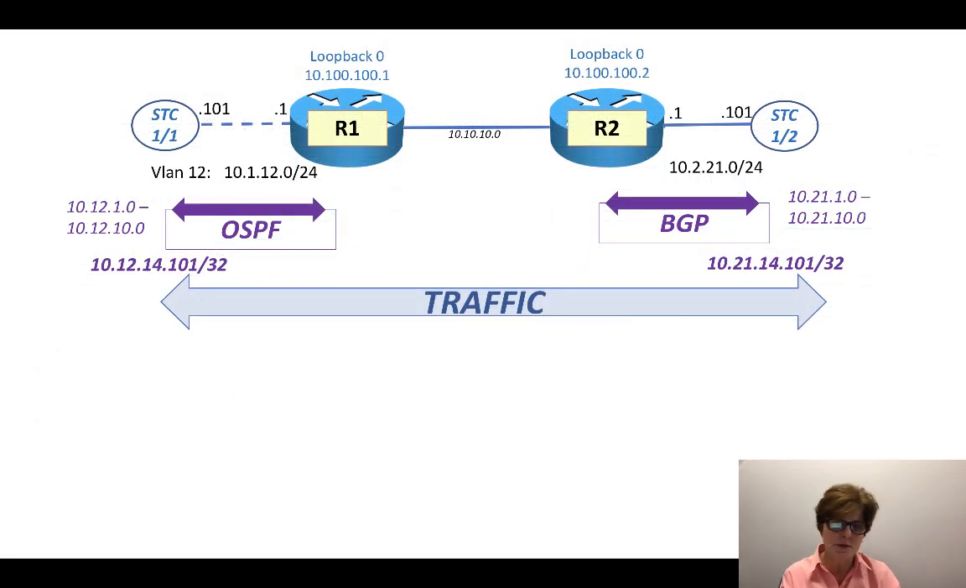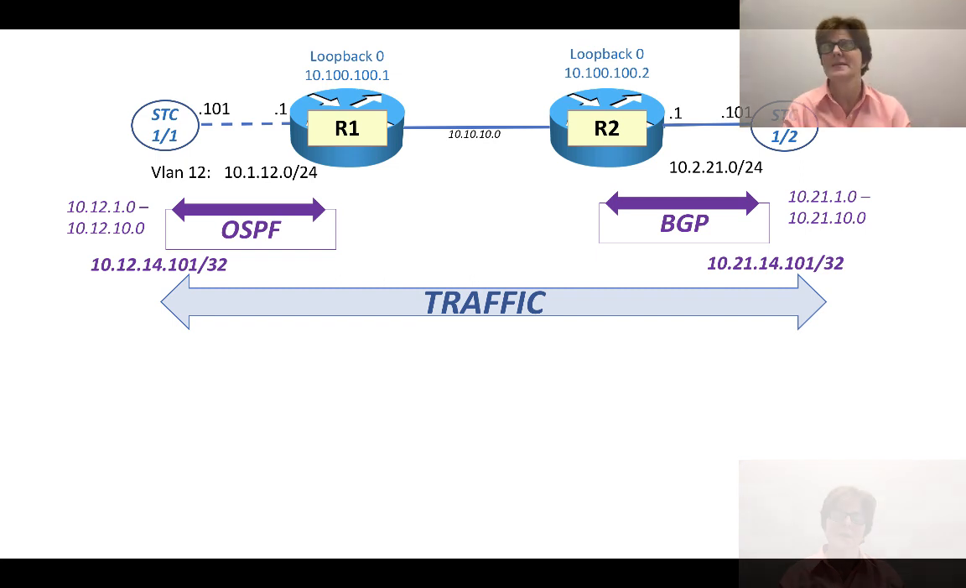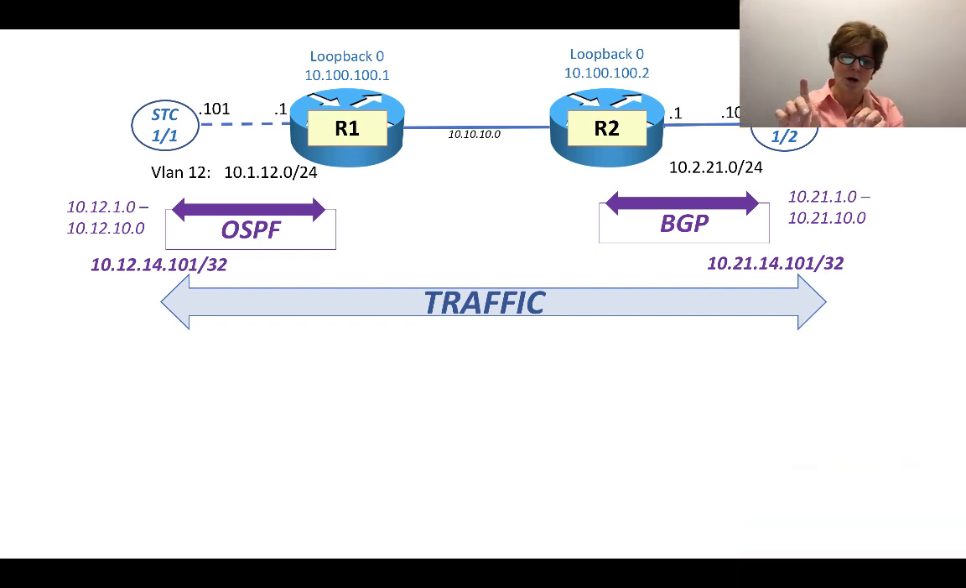A common thing that we're asked to do is to actually churn routes. For example, to take those 10 prefixes that the BGP is advertising, 10.21.1.0 through 10.21.10.0, and churn those: withdraw them, advertise them, withdraw them, advertise them again, leaving that 10.21.14.101 potentially solid. It's a common test that people want to see, and so what we're going to do is use something called the command sequencer, which will allow us to do that.